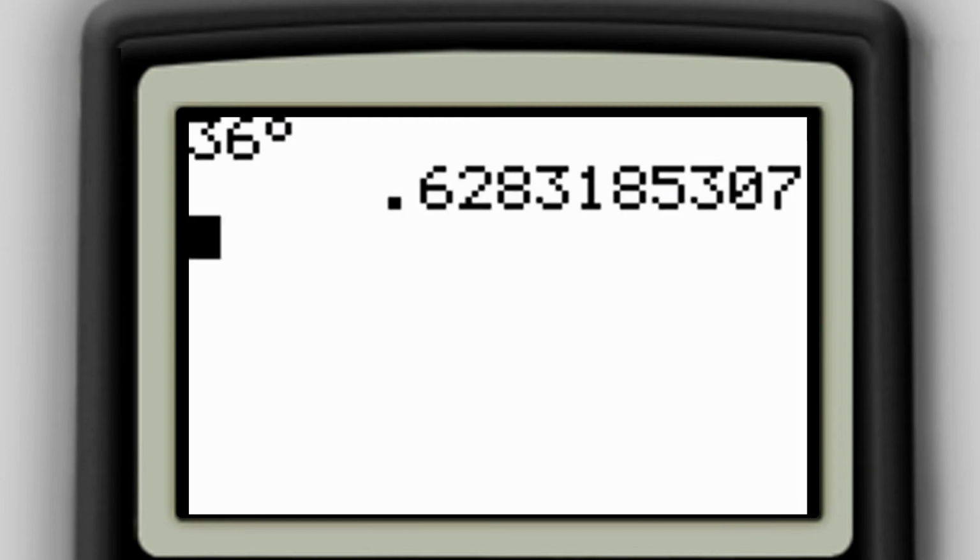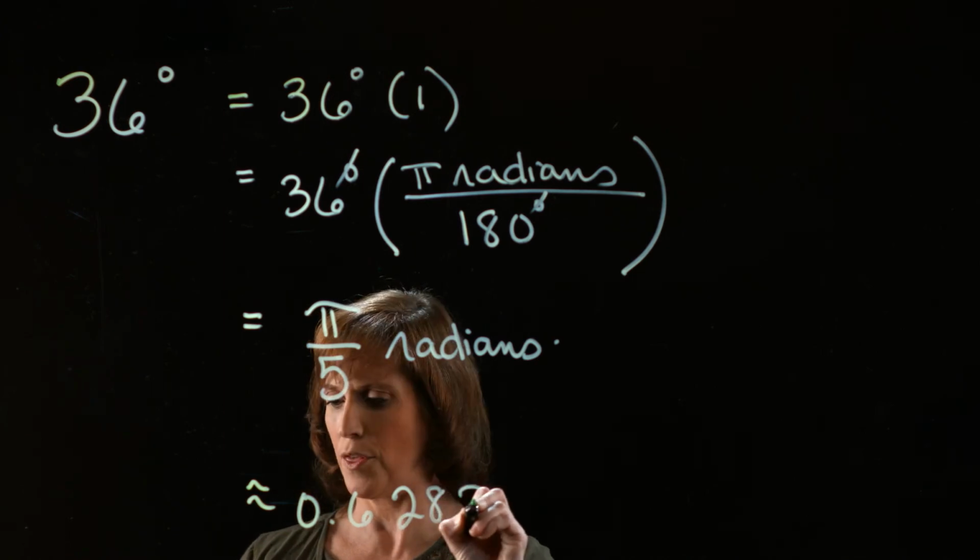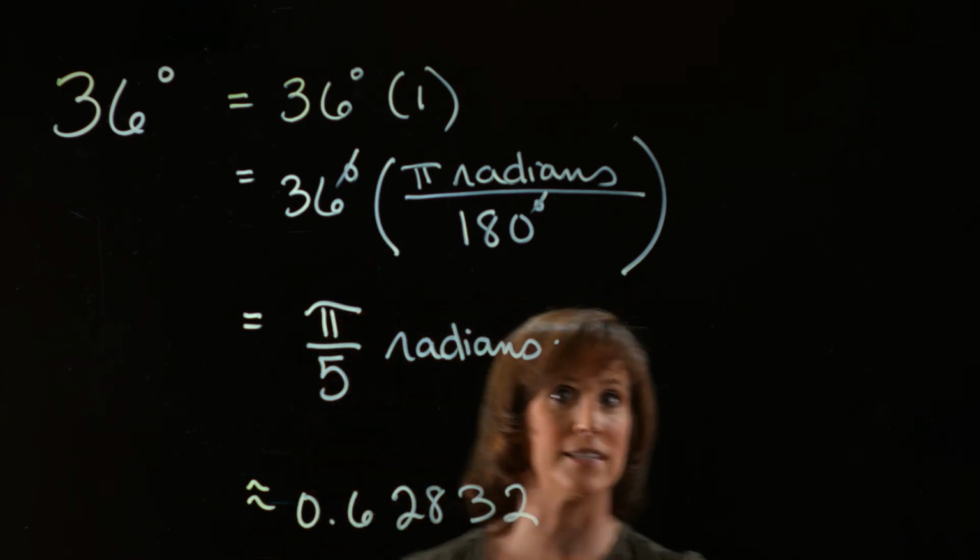Now remember, your calculator is in radian mode, so if you hit enter, it will return a decimal number to you. The decimal number that it will return is going to be 0.62832, and I've rounded that.